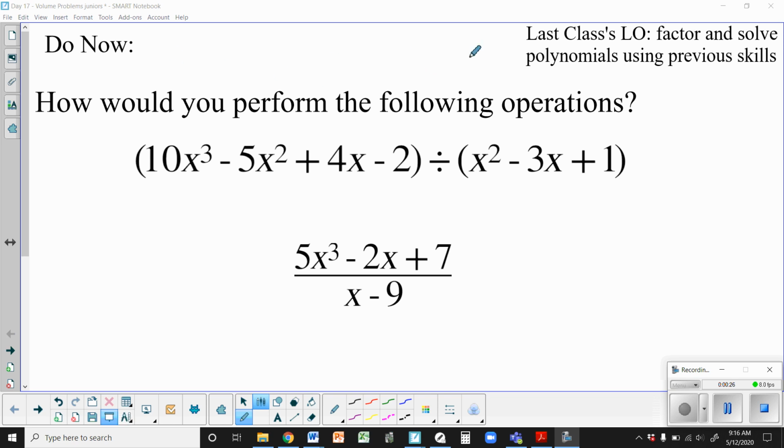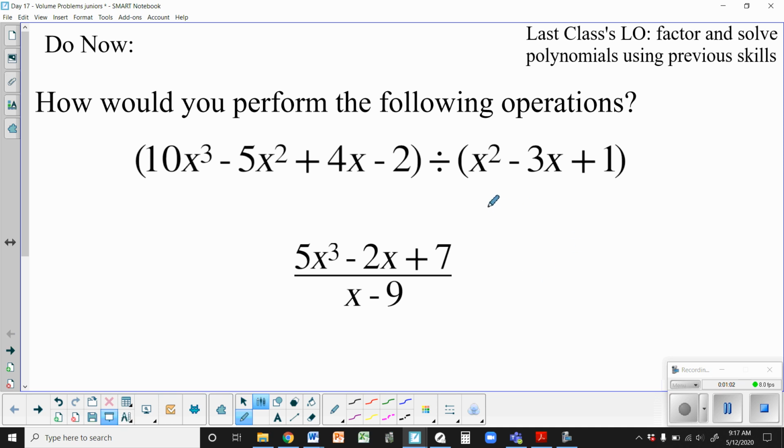Our do now says, how would you perform the following operations? In this first one, we have 10x cubed minus 5x squared plus 4x minus 2 divided by x squared minus 3x plus 1. What would you do with that problem? And then this bottom one, what would you do with 5x squared minus 2x plus 7 divided by x minus 9? So think about it. If you need to pause it, that's fine. You can also look back at previous problems that we did. How did we do these?